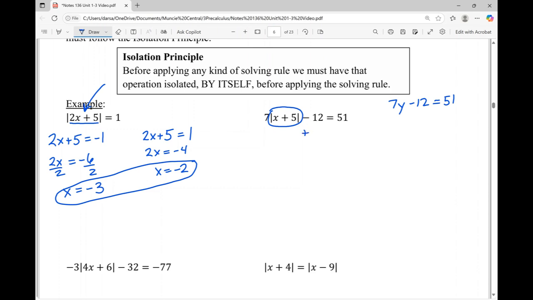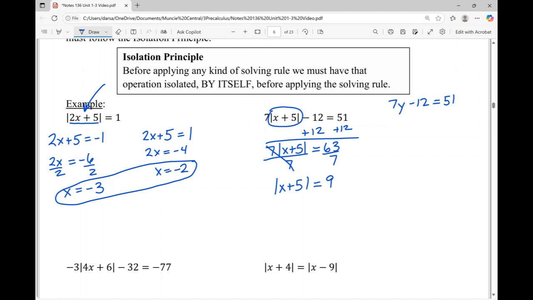So again, no distributing. So we're going to add 12 to both sides here. That gives me 7 times the absolute value of x plus 5 is equal to 63. Now we will divide both sides by 7. Do not distribute into absolute values. That is not allowed. It doesn't quite work. So we get the absolute value isolated as the absolute value of x plus 5 is equal to 9.